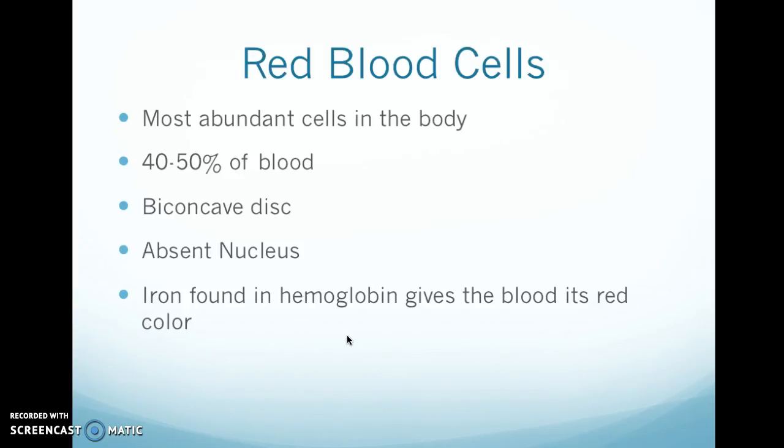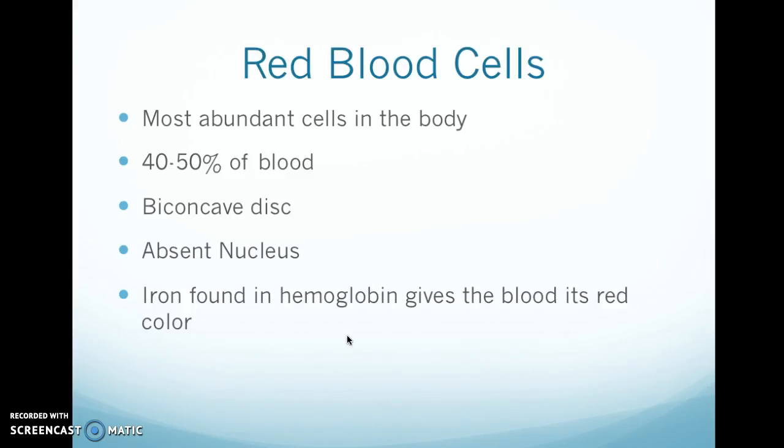And then the reason it has a red color to it is because there's iron found in hemoglobin, and red blood cells do contain hemoglobin, about 33% of the red blood cells. And then they cannot repair themselves. After they've been broken, they cannot repair themselves. And the lifespan of a red blood cell is about 120 days.